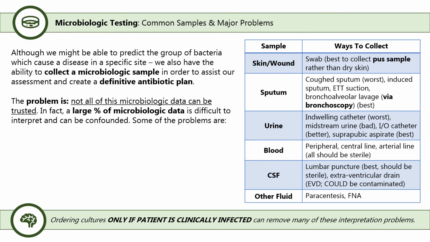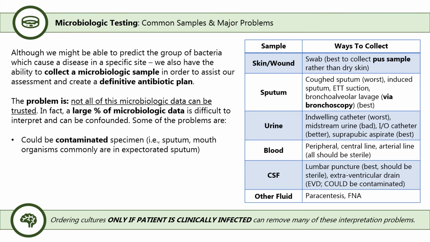First, a sample could be contaminated. So for example, in a sputum culture, mouth flora are commonly present in the sample because the sputum has to move through the oropharynx, and this can cause simple contamination as the sputum travels through the mouth. Next, a sample could represent a non-pathogenic colonizer. So for example, an organism that normally lives at the site and is commensal but is not causing disease.